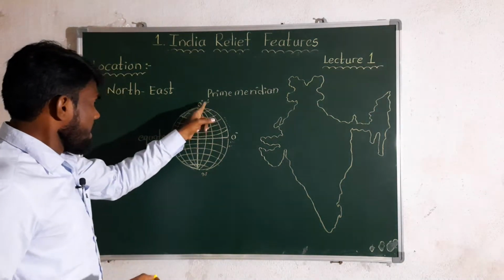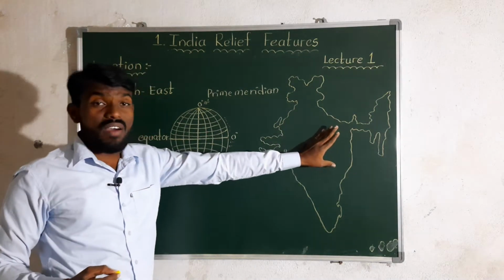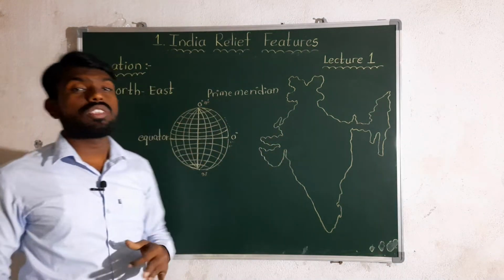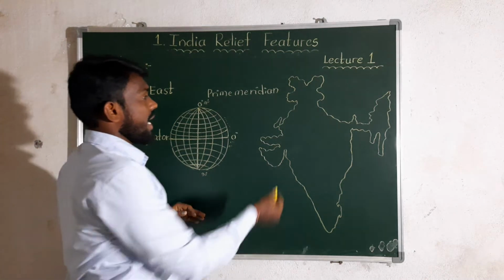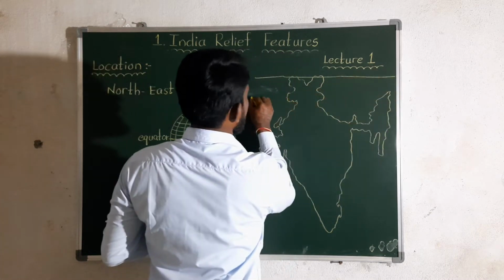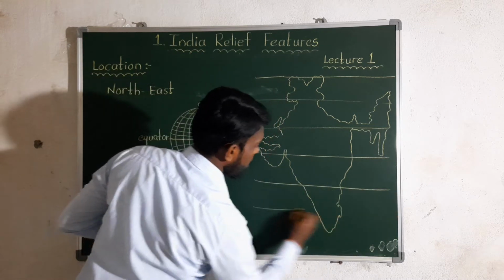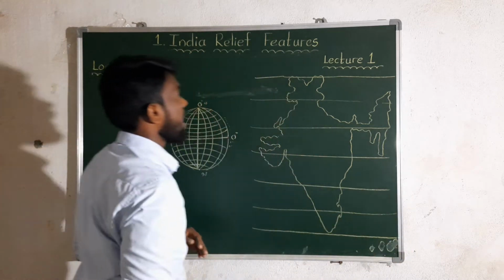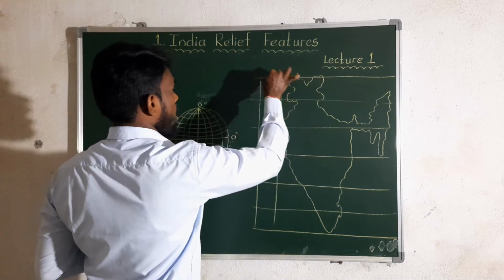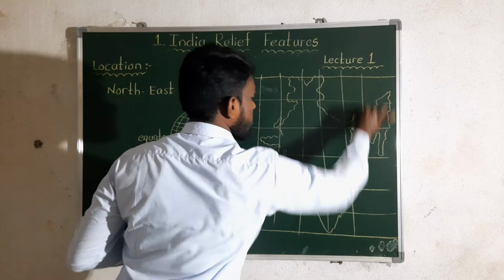Here, these latitudes are drawn on the Earth, which are obviously passing over India. Not only the latitudes, but also the longitudes are passing over India. All these are the latitudes running over our country, India. And these are the longitudes, running through our country from north to south.